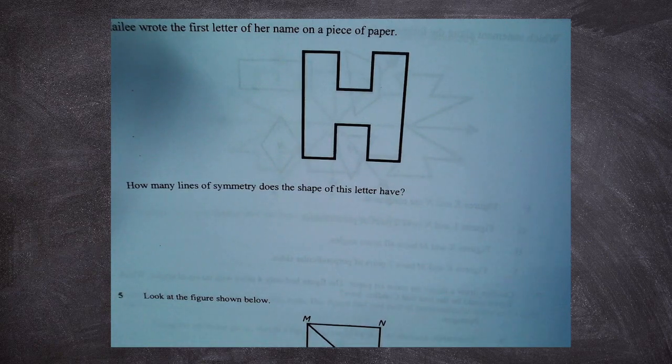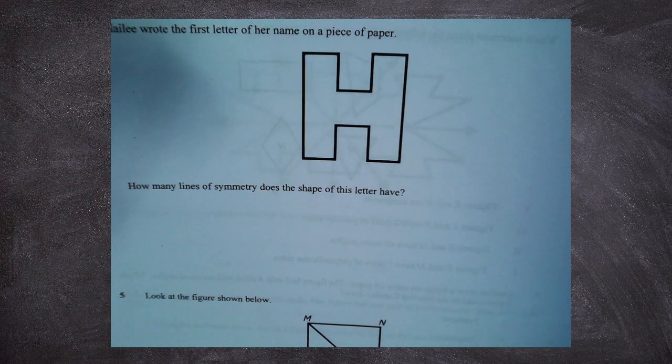Problem 4. Haley wrote the first letter of her name on a piece of paper. Here's her letter. How many lines of symmetry does the shape of this letter have? If I take a look at this shape, this letter, and I want to make lines of symmetry, it means if I fold it or I cut it on that line, I'll have two congruent parts. Same size and the same shape.